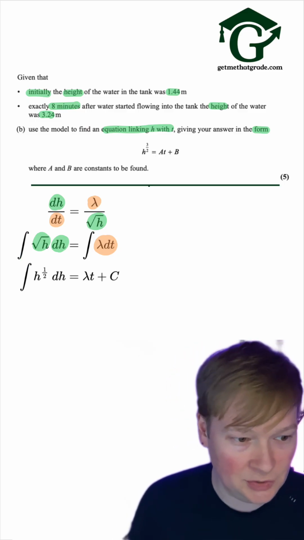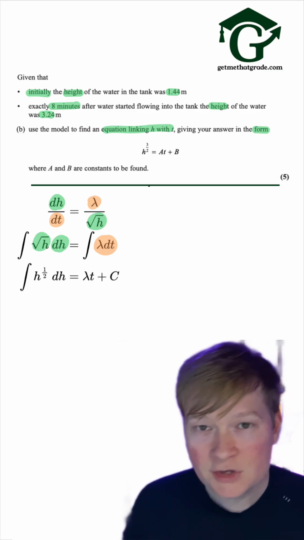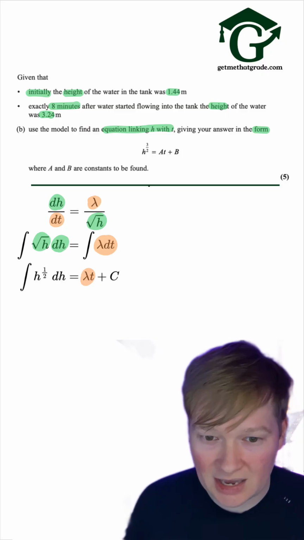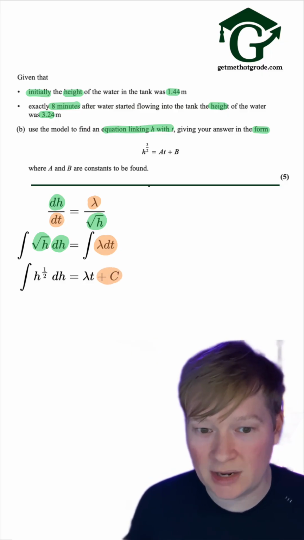Now we can actually do the integration. Remember, lambda was just a constant, just a number. So when we integrate it with respect to t, we get lambda t. Don't forget, whenever we integrate, we need the plus c as well.